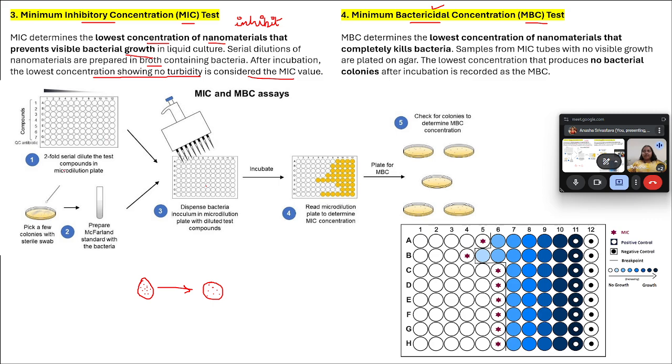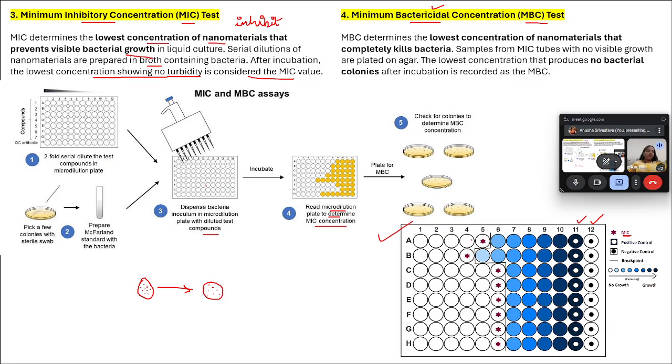So as you can see here, this is the two-fold serial dilution of the test compounds in a microdilution plate. You pick a few colonies with a sterile swab, prepare a McFarland standard with the bacteria, and then you do the dilution. Dispense the bacterial inoculum into the microdilution plate with the diluted test compounds, and you incubate it. Then this will be read in the plate reader to determine the MIC concentration. This star shows the minimal inhibitory concentration. This one is the positive control, and this one is the negative control.